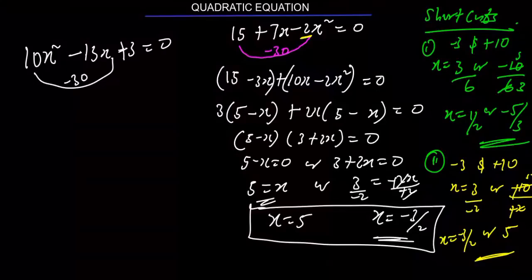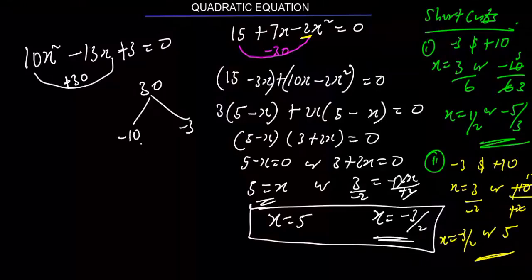Okay. So let's see. This is plus 30. So two numbers will multiply together to give you plus 30, and when you add together, they give you what? Minus 13. So those numbers are minus 10 and minus 3. Check it out. Minus 10 times minus 3 will give me plus 30, and minus 10 minus 3, if I add them together, will give me minus 13.